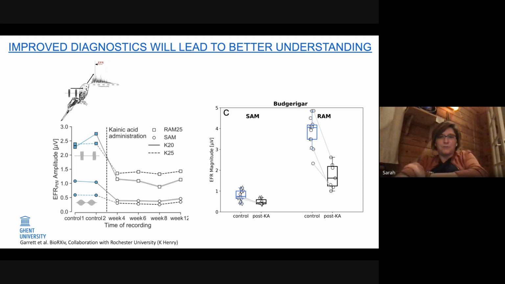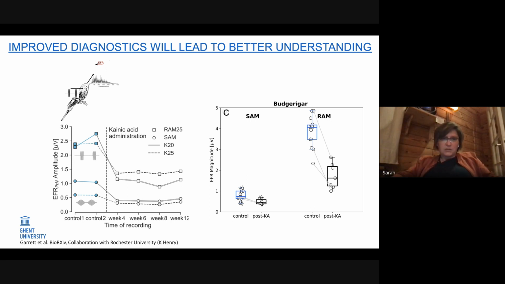Of course, we have higher RAM than SAM EFRs, and so a much bigger dynamic range. And I think this is important both for the retest reliability of the measures, and also, if you want to quantify synaptopathy, if you have a much bigger response to begin with, then of course you can have many more steps of individual differences. And I think this is a crucial aspect when we start relating these metrics to sound perception.